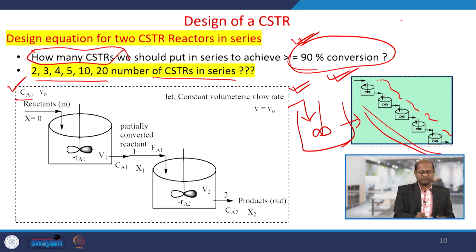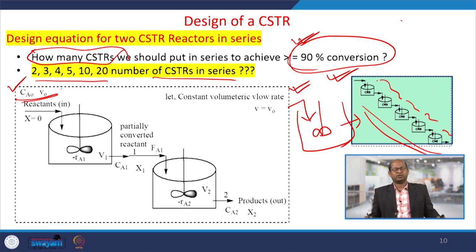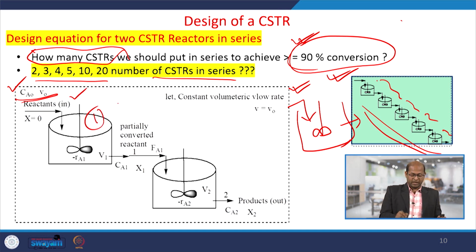Here the reactant has initial concentration C naught and V naught, used for reactor 1, and here in reactor 2, two reactors are connected in series. Here the partially converted product and reactants, some conversion should be there. Here a particular rate and volume is there for this particular reactor. Here the conversion after this reactor, when the reactant is passing, is XA1.